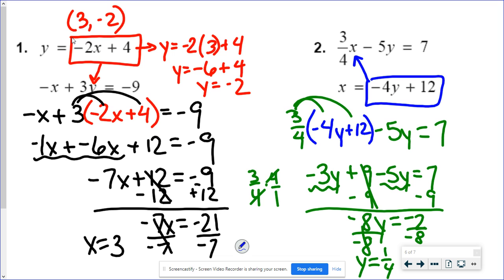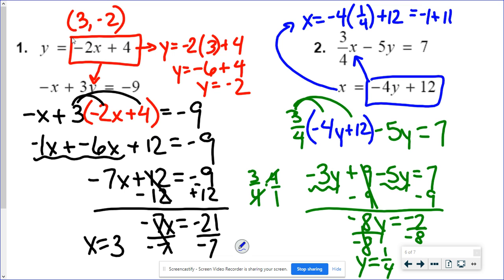To find the x, I would use this equation where the x is all by itself. I'm going to, I guess, kind of bring that up here. The x will be negative 4 times positive 1/4 plus 12. Negative 4 times 1/4 would be negative 1. Oh, plus 12, I was jumping to the answer already there, is going to be 11. So this ordered pair would be 11 and 1/4.